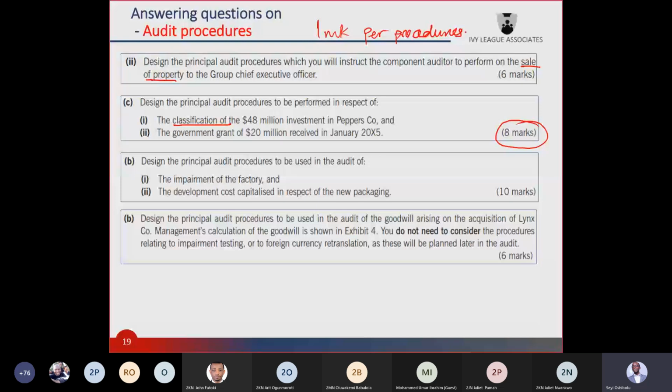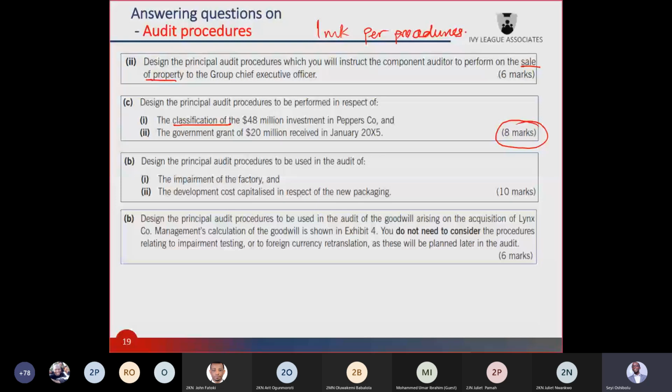Let's look at B. We're talking about scoping your requirements now. Design the principal audit procedures to be used in the audit of 1, the impairment of the factory, 2, the development cost capitalized in respect of the new packaging they have. So you can see diversity of procedures. These are not basic procedures.